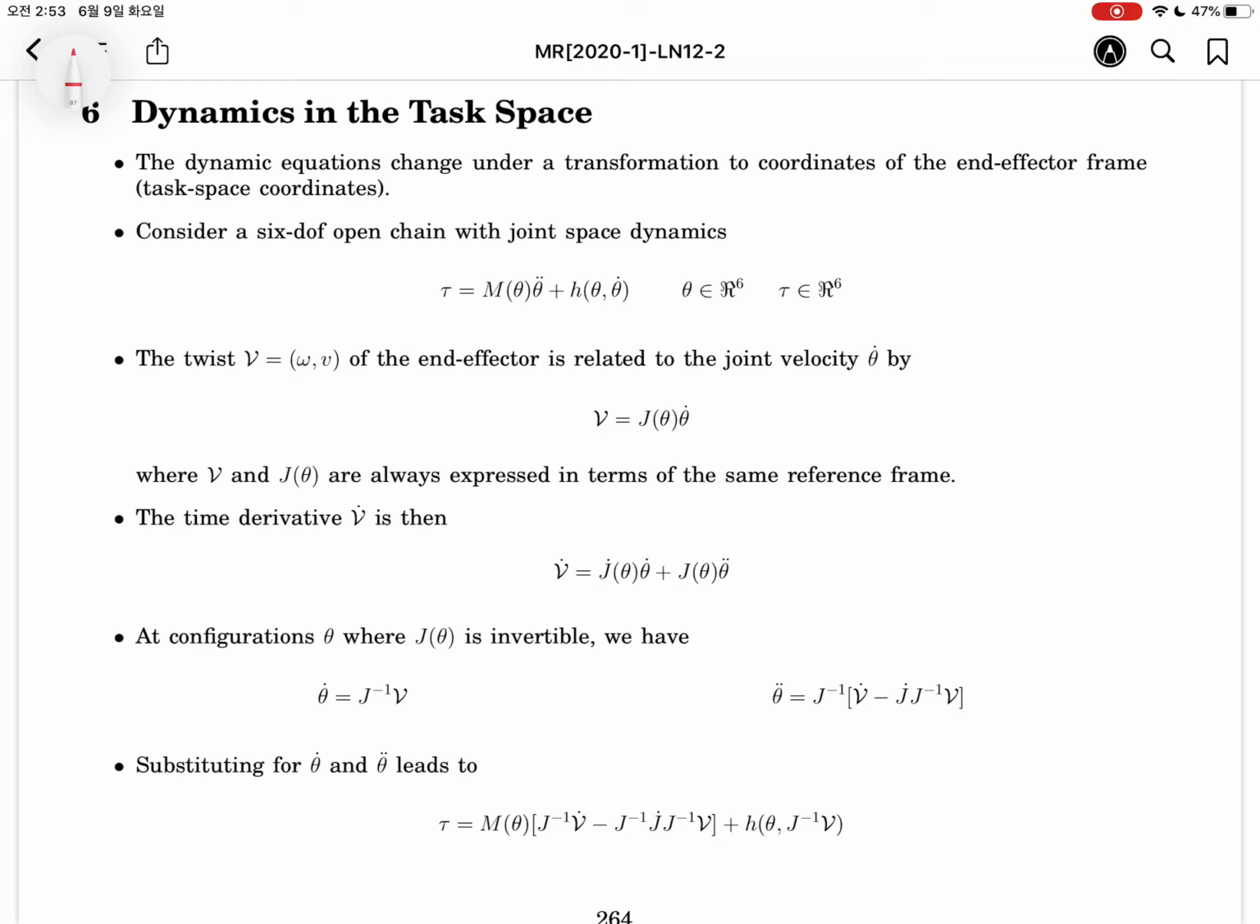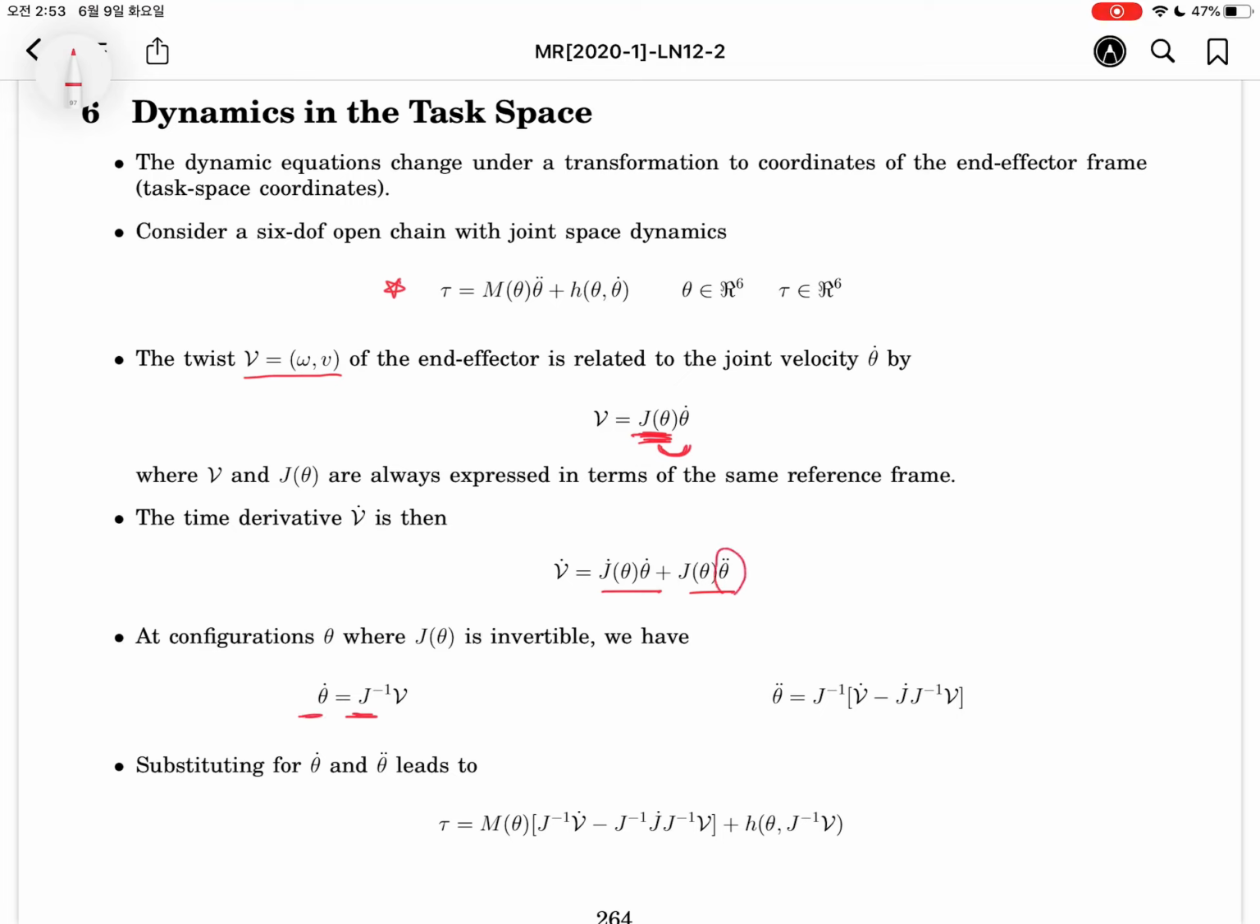Okay, the task space dynamics. For the given joint space dynamics here, we know that the twist is related to the Jacobian. So let's take the time derivative of the twist, then J dot theta dot plus J theta 2 dot, because it is a product term, the product differentiation should be implemented here. Then if J has an inverse, at that time J inverse times twist will provide theta dot.